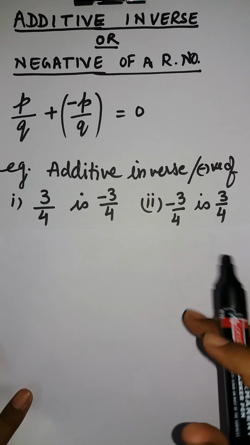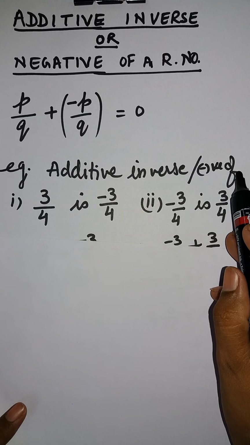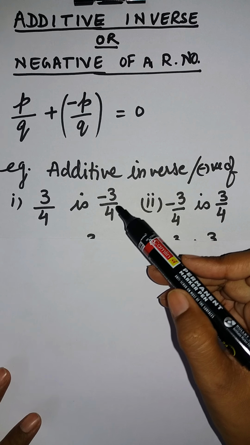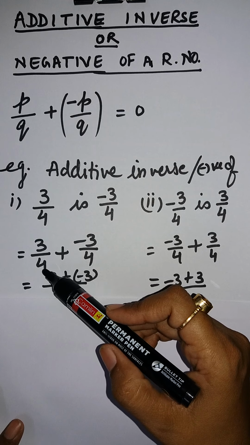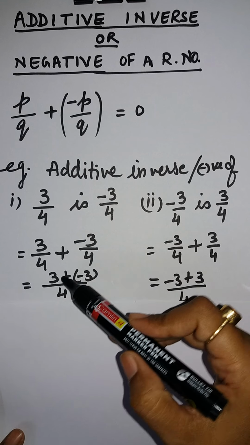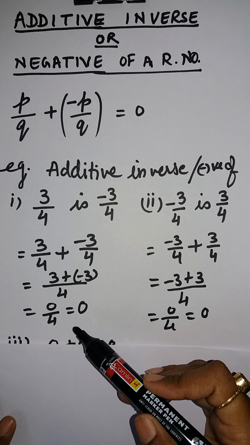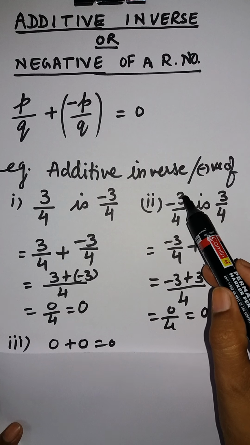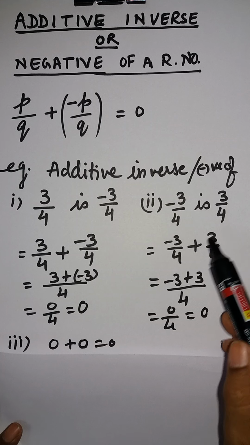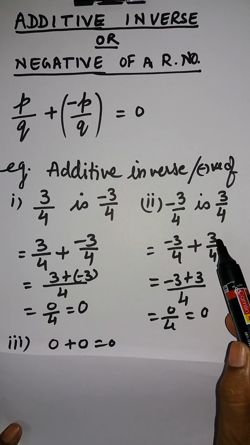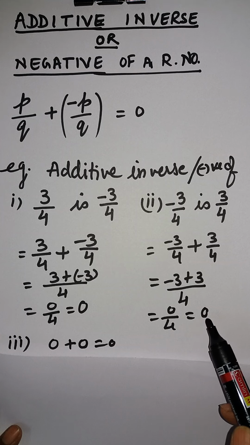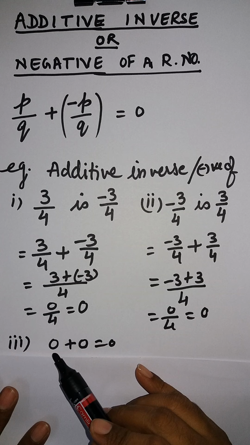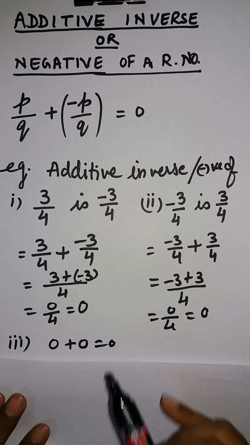For example, additive inverse or the negative of 3 by 4 is minus 3 by 4. We can also check it here. When we add 3 by 4 and minus 3 by 4, we get the result as 0. In the same manner, we can take one more example. Additive inverse of minus 3 by 4 is 3 by 4. So when we add minus 3 by 4 with 3 by 4, we get the result as 0. What is the additive inverse of 0? It is only 0, because 0 added to 0 gives the result as 0.